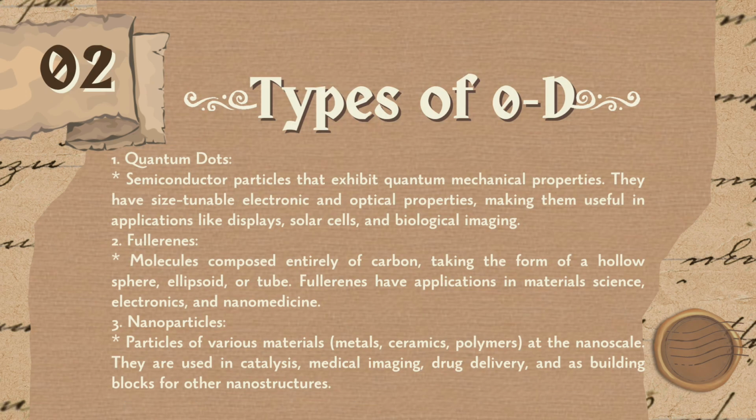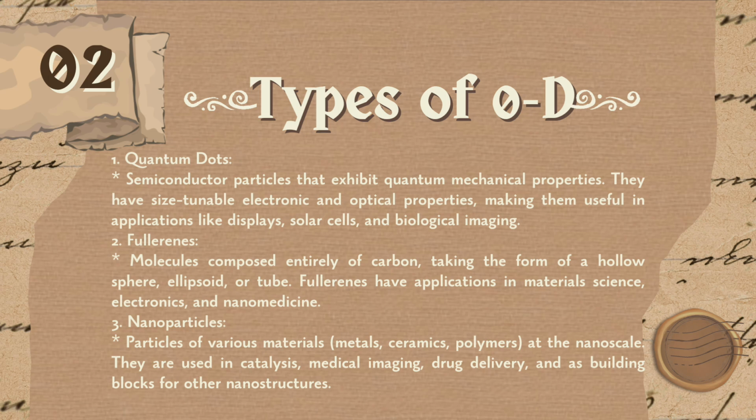There are three main types of zero-D. The first one is quantum dots. These are semiconductor particles that exhibit quantum mechanical properties. Their electronic and optical properties can be tuned by changing their size. This tunability makes them useful in various applications like displays, solar cells, and biological imaging.